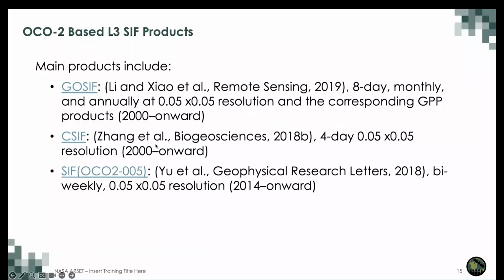And CSIF was produced by Columbia University. It has 4-day temporal resolution and the same spatial resolution as GoSIF. Meanwhile, the OCO-2 005 product is generated by Cornell University. It has biweekly temporal resolution and the same spatial resolution as GoSIF and CSIF.